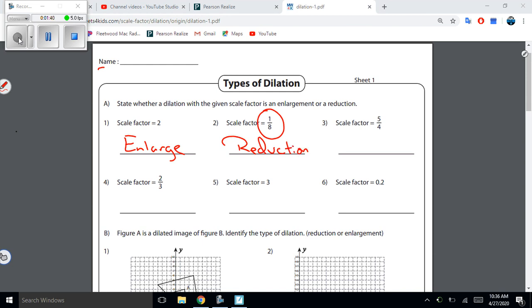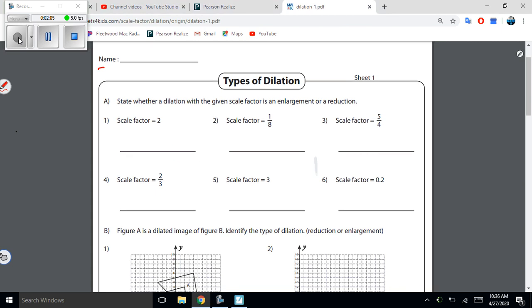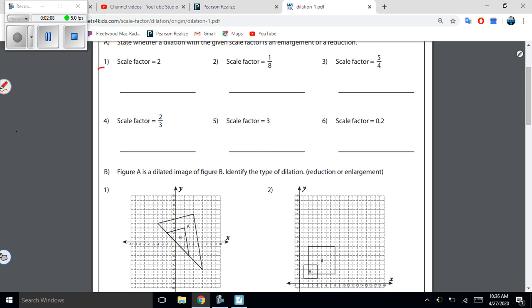Now remember, let's for example say we have triangle ABC. So what you have to pay attention to is triangle ABC going to triangle A prime B prime C prime. If we have a scale factor of 2, then the A prime B prime C prime is bigger. If you have a scale factor of 1/8, then the A prime B prime C prime is actually smaller. All right. So again, follow those rules. I think we'll be good to go. Again, if I take a look at number 6 here, we have a scale factor that's under 1. So that means this is going to be a reduction. And on number 5, for example, you see a scale factor of 3, which means this is going to enlarge.